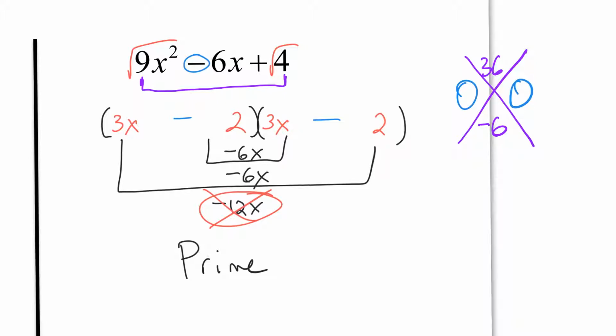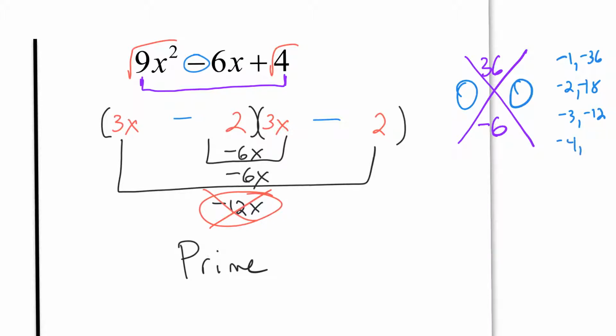Well, negative 1 times negative 36 is positive 36. They don't add up to negative 6. Positive 2 and 18 is 36. They don't add up to negative 6. And you can try the negative with the negative. It's not going to work. Negative 3 times negative 12. That's not going to give you negative 6. They multiply to positive 36, but not add to negative 6.